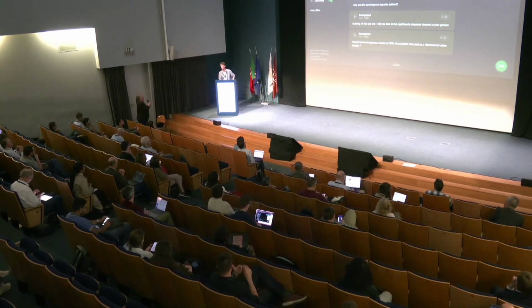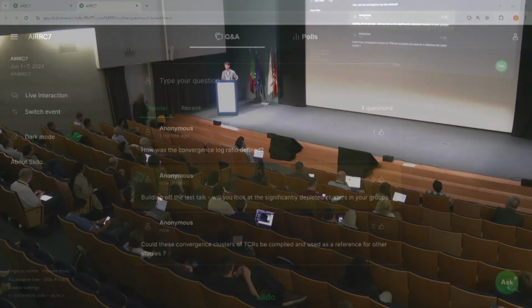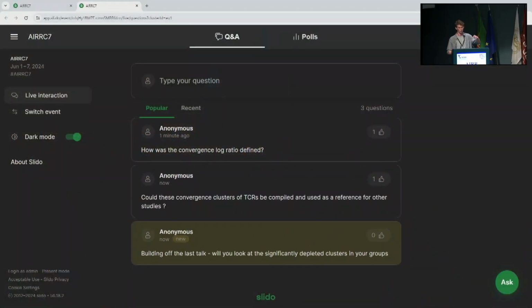It was really nice. So starting with some of the Slido questions, how was the convergence log ratio defined? Basically it's the log ratio of, within a convergent cluster, the ratio of convergence from the arthritis patients divided by the convergence within the control patients.